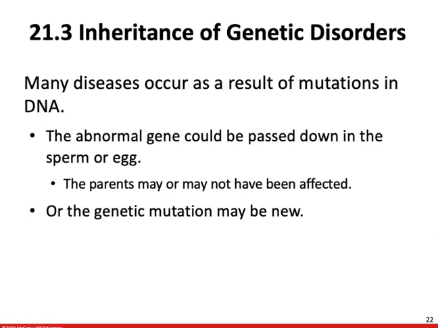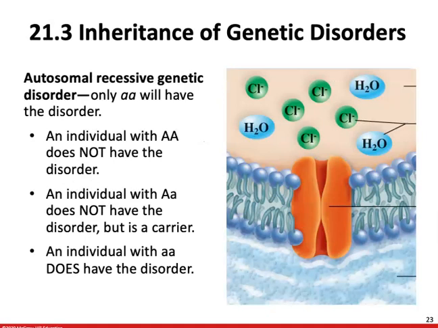Genetic mutations can arise all the time, and they may not have necessarily been present in the parent generation, but may be new in the offspring. So a great example of one of the things that we're going to talk about is autosomal recessive genetic disorders and autosomal dominant disorders.